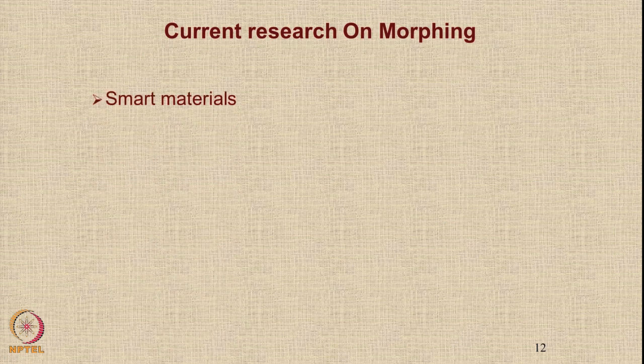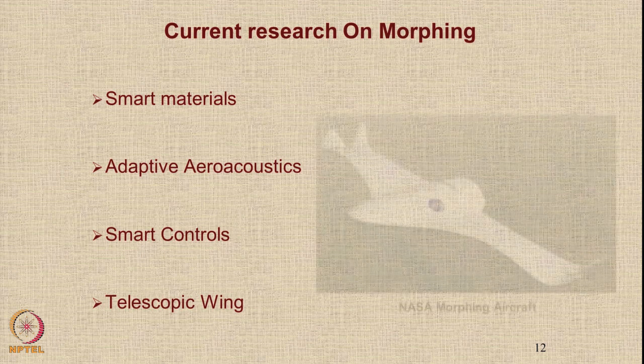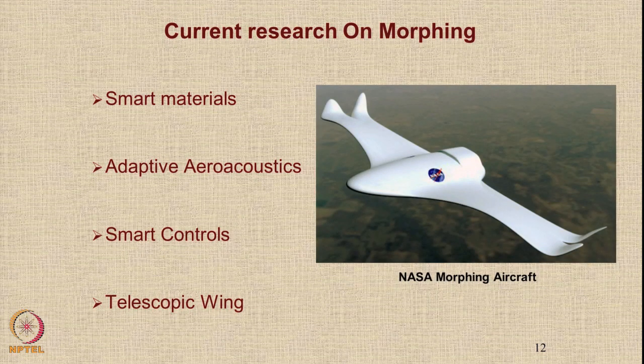The current research on morphing is focused on smart materials, adaptive aeroacoustics, smart controls and also telescopic wing. So, here is a short film by NASA which talks about what are the aims and ambitions of NASA in creating morphed aircraft.